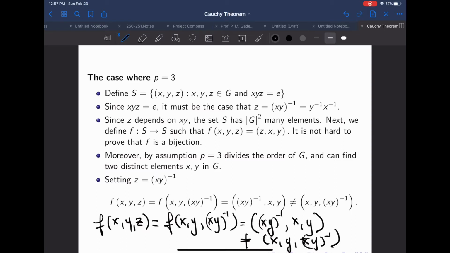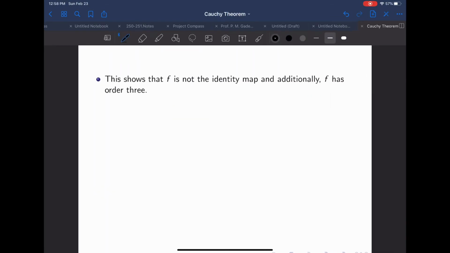Right, so the image of xy inverse can't be its input. Why? Because if this was the case, then x must be equal to y. But by assumption, we assume that that's not the case. All right. So in other words, this function does not fix this element. So this shows that f is not the identity element, right? It's not the identity element because it at least maps one element to an element which is not the input.